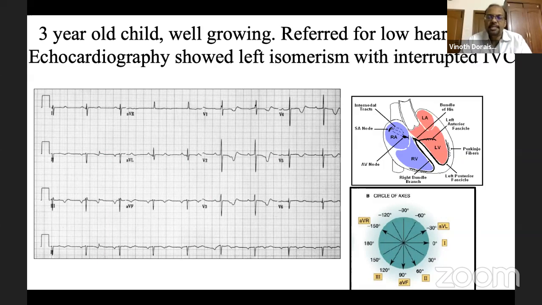So left isomerism basically means you have a bilateral left-sidedness. So you'll have 2 left lungs. Both the lungs will have only 2 lobes. Both of the bronchi will be left bronchus. Okay. You have a left isomerism and you have a right isomerism, which is the opposite.